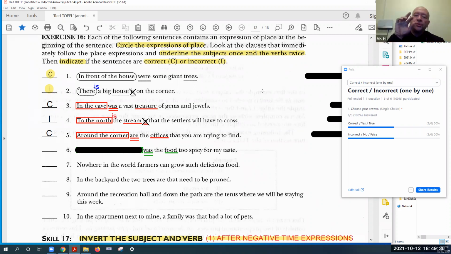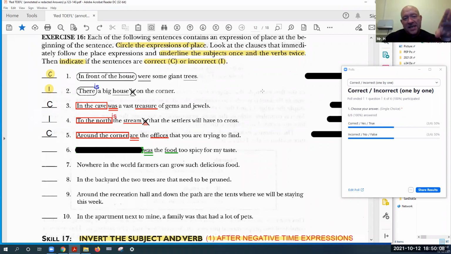I want you to put it in the normal order. Put the subject first and read it. The food was too spicy for my taste. Complete sentence. This idea is complete. If you begin with the subject, the food was too spicy for my taste. What if I put the verb first? Was the food too spicy? There is no idea if you invert.